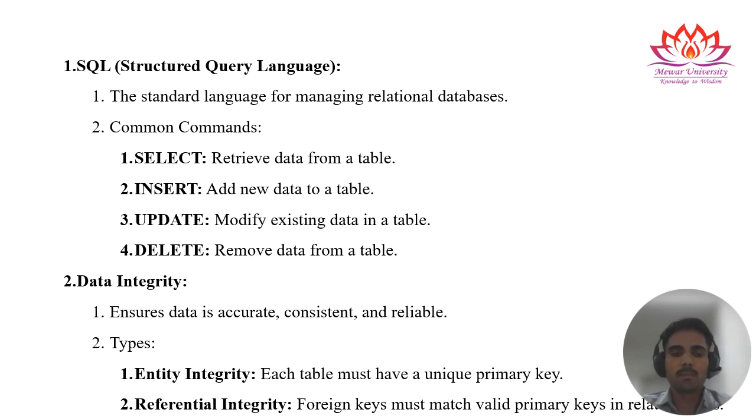Data integrity ensures data is accurate, consistent, and reliable. The types of integrity are entity integrity and referential integrity. Entity integrity means each table must have a unique primary key. This is entity integrity. Referential integrity: a foreign key must match a valid primary key in the related table.